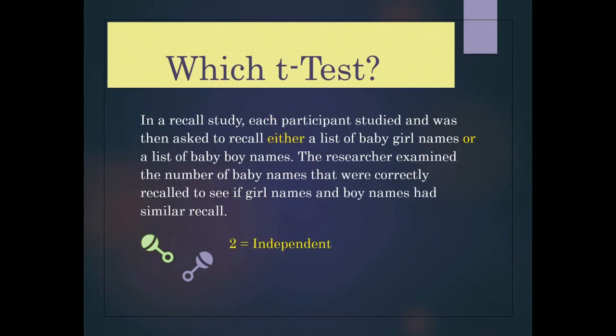So this one is the independent, and that is because people contributed to either the baby girl names or the baby boy names. They only contributed to one of the categories, so of the dependent variable. That's what makes it independent.